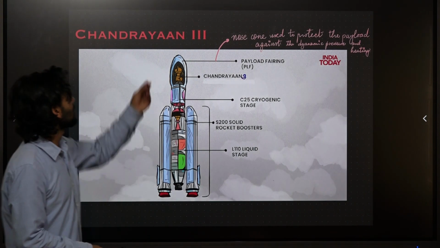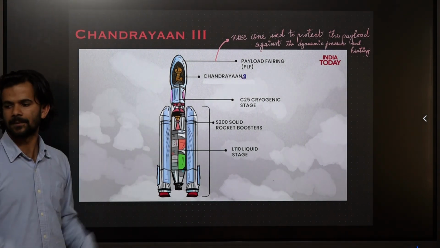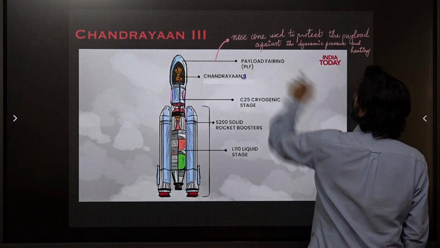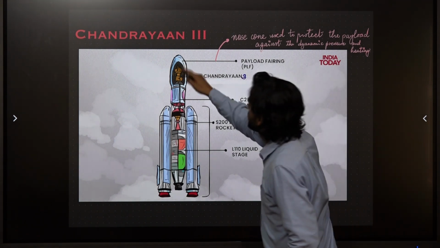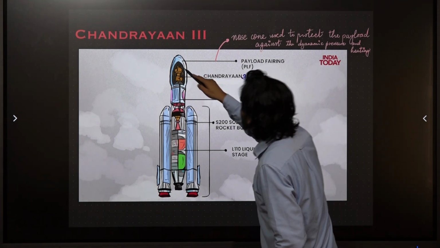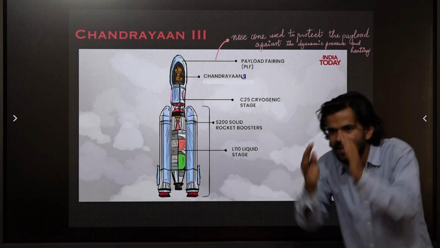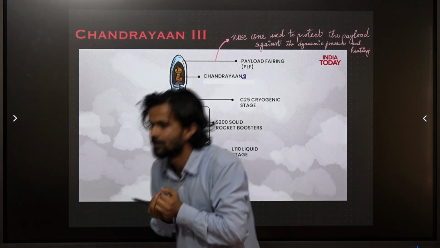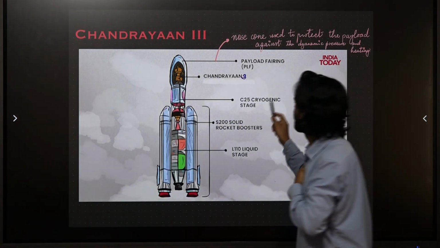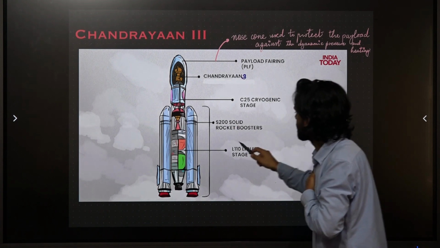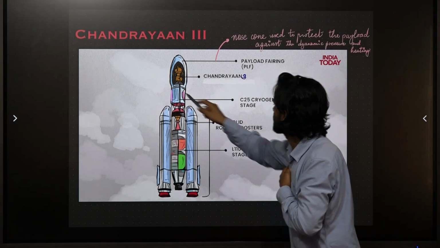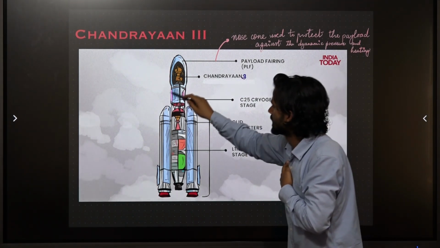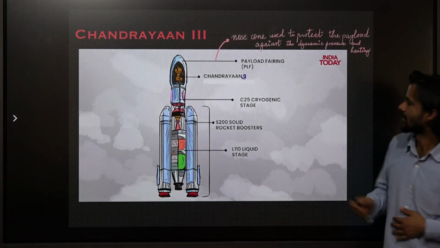Okay, so the various different parts of the whole mission are: you have the upper part called the PLF, payload fairing, this part here, and you have Chandrayaan-3 inside this, which keeps Chandrayaan safe while traveling, because that's the most sensitive part. It's like our brain. Okay? And then you have different stages, 3 stages. The first one here is the cryogenic stage, or some may say 3rd stage. But this is the cryogenic stage.